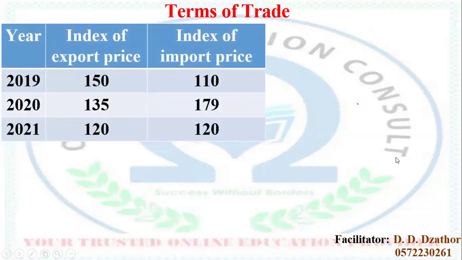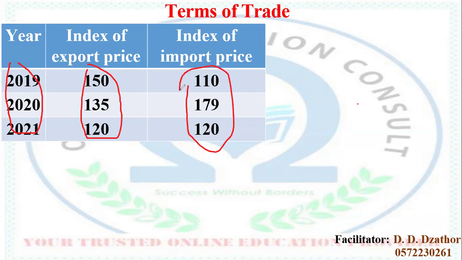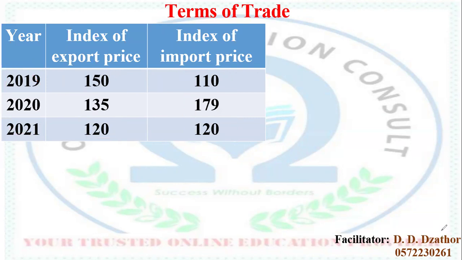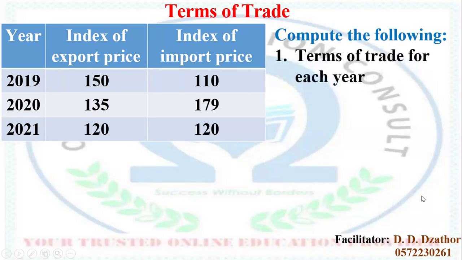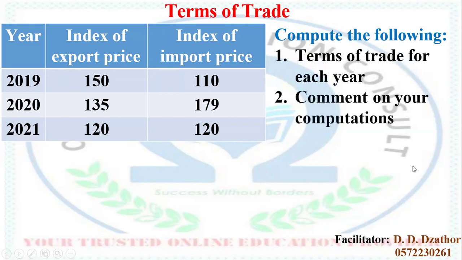So we have this table, and this table is showing that we have the years and then the index of export prices, then index of import prices for each of the years. And our responsibility is to do the following. One, compute terms of trade for each year. The emphasis is on each year. And then you also comment on the computation. So let's see how it goes.